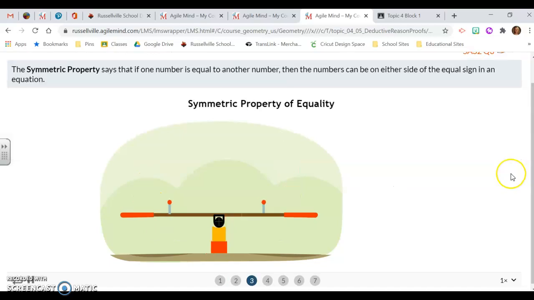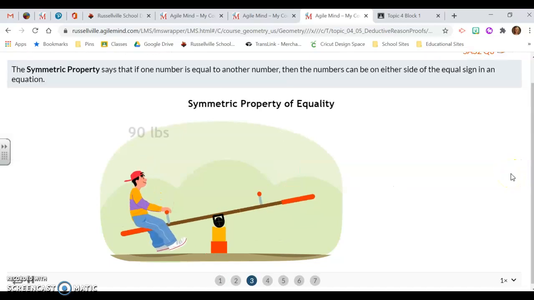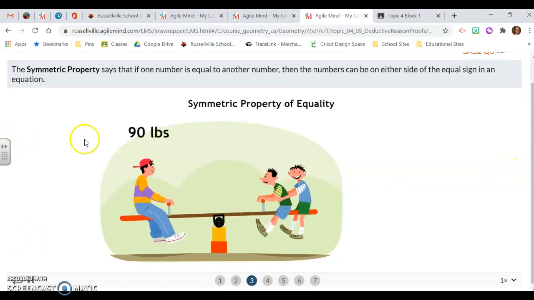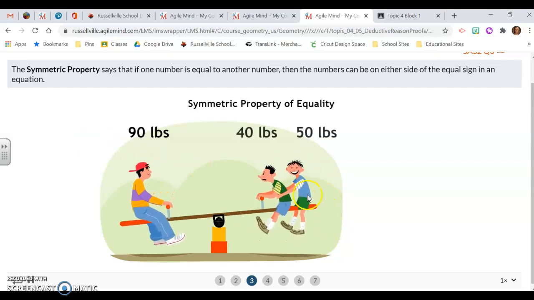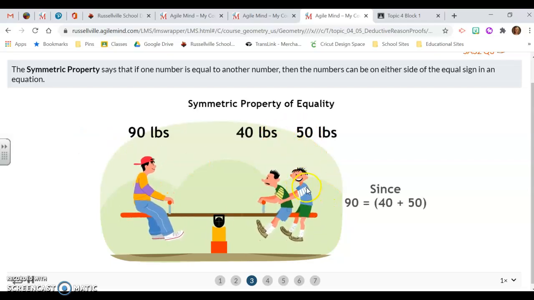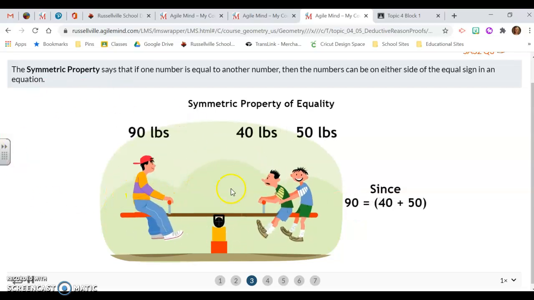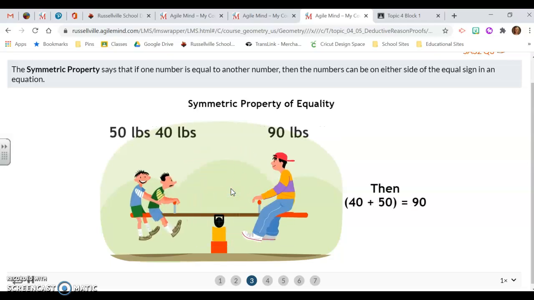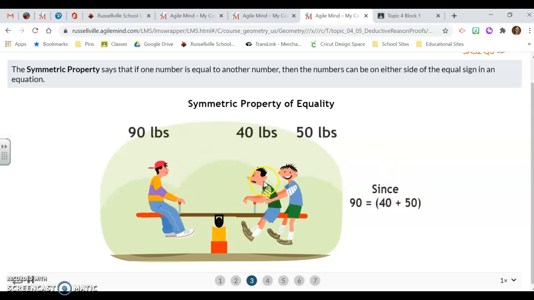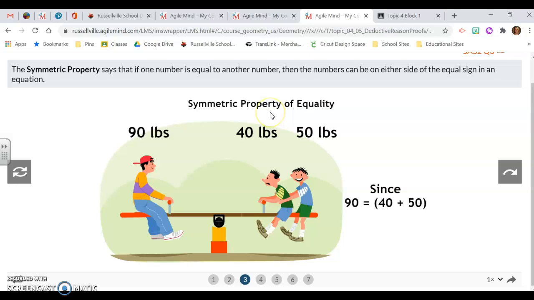Okay. The symmetric property, so we've got this guy over here that's 90 pounds. We've got these two guys that together make 90 pounds. Okay, and so we can flip them around and put the two guys over here and they still equal 90 pounds, and so both sides are still equal. That's the symmetric property.